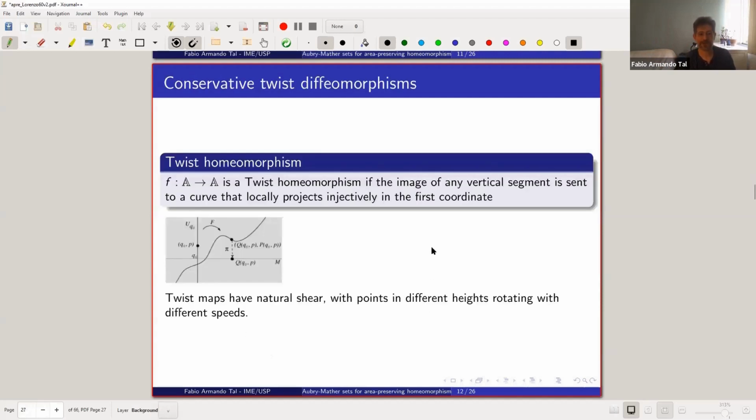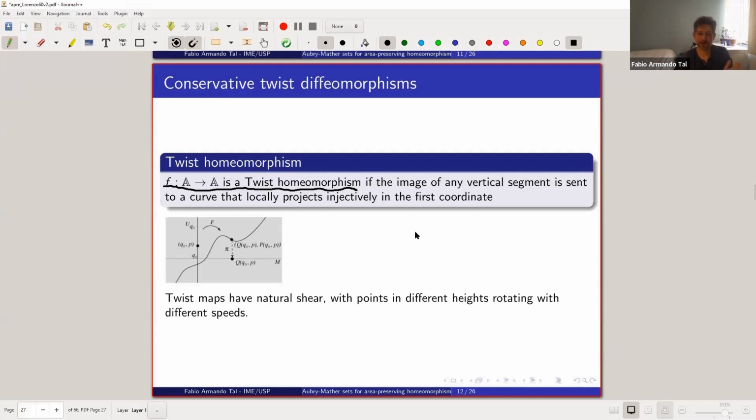The second one is for twist homeomorphisms. I'll say that a twist homeomorphism is just a homeo of the annulus that has the property that any vertical segment is sent to a curve which projects injectively in the first coordinate, meaning that locally it projects injectively. So you take any vertical segment and it's sent to something which is slanted. I'm not using differentials here because I want to treat this all from a topological point of view.